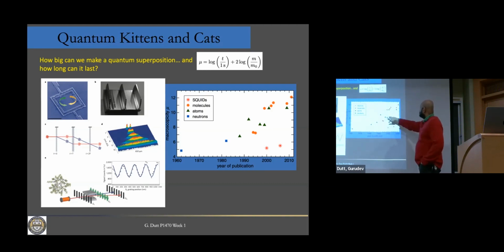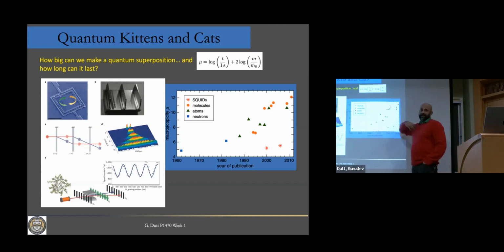We have atoms here in these triangles. We have molecules. Initially the molecule experiments were quite small, but by now they are the leading experiments. In my lab, we try to do things with nanocrystals, diamond nanocrystals, and we're trying to put them into quantum superpositions because those would be truly macroscopic objects. They're only a few nanometers, but a nanometer is a gigantic size at the quantum scale.